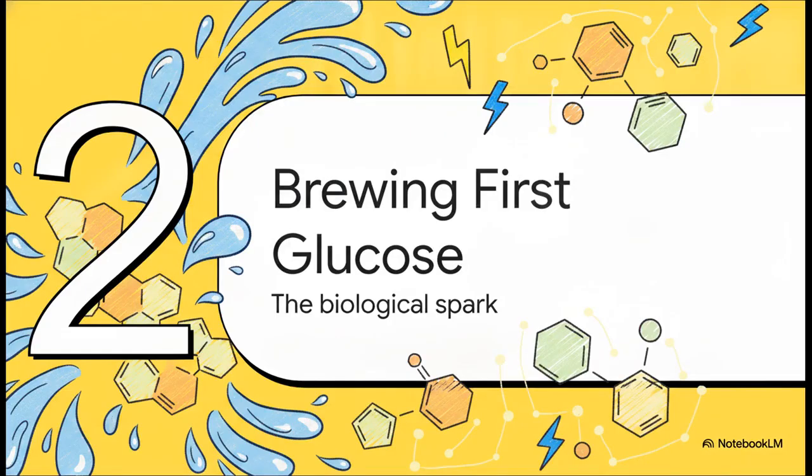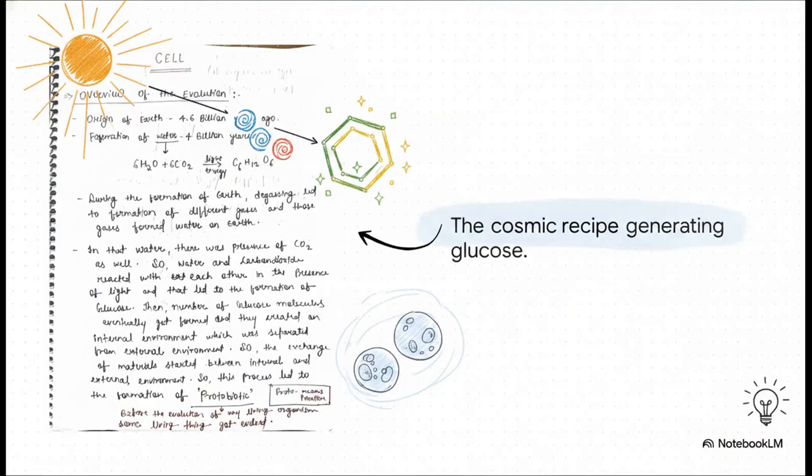Section 2. Brewing the first glucose. This is where the foundational cosmic recipe really goes to work. In that newly formed water, there was carbon dioxide hanging around too. So water, H2O, and carbon dioxide, CO2, started reacting with each other. But they needed a spark, right? With light energy from the sun acting as the catalyst, this reaction baked a totally foundational molecule, glucose, represented as C6H12O6. This was, quite literally, the original biological energy source.